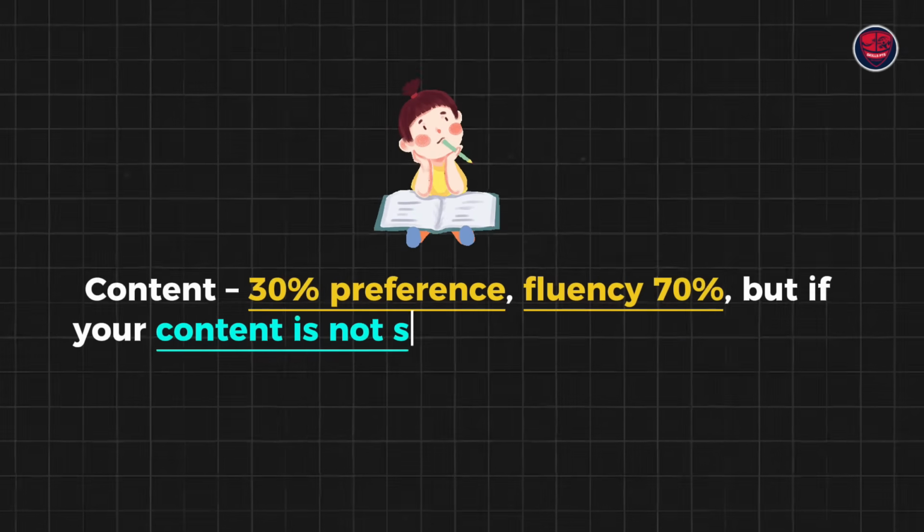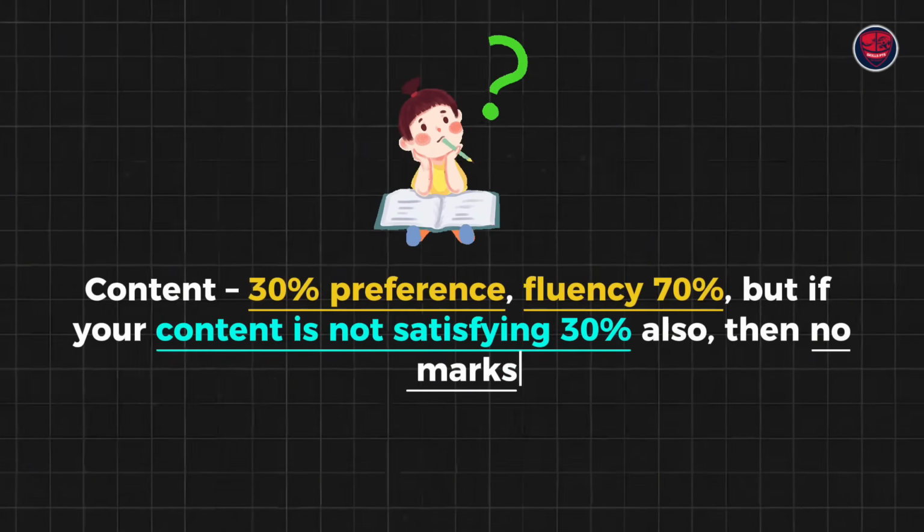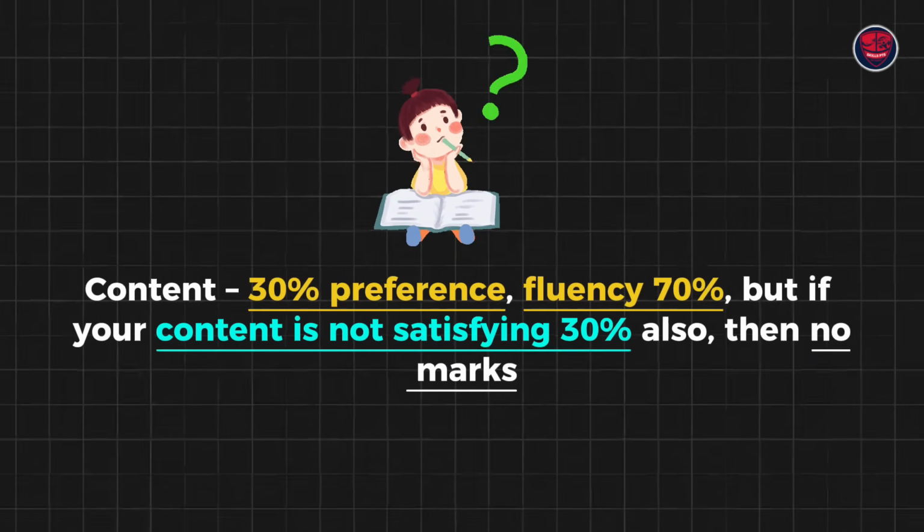Fluency is 70% preference. But if content is not even satisfying the 30%, then no marks. At least some 20-30% you need to give in the content. If you're giving some 10-20% or 5-10% and just speaking fluently, it is not going to give you scores.